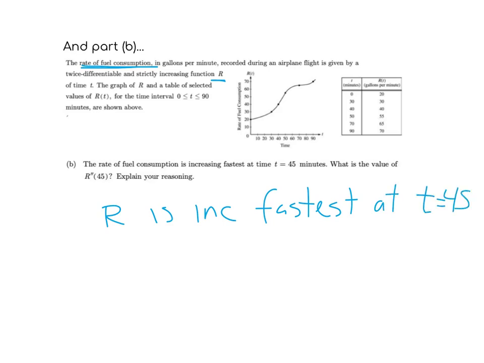If r is increasing fastest, that means r prime has a max, because r prime tells me about increasing, decreasing of r. So if r is increasing, r prime is positive. If this is the fastest that r is increasing, that means that r prime is the biggest it could be.